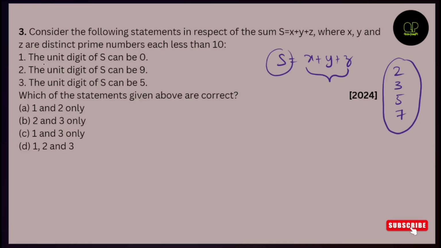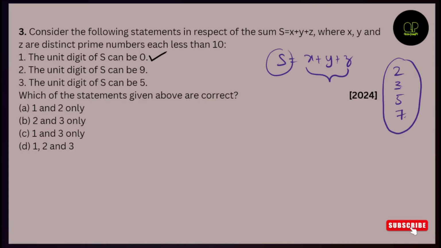So the units digit of this sum can be 0. Just check it out. 7 plus 3 is 10. So 3 plus 2 plus 5 is 10. Yes, the units digit of S can be 0. Definitely true. Now the units digit of S can be 9. Let us add these and check whether you get a sum of 9. To get a sum of 9, 7 plus 2 will give you 9, but these are only 2 numbers, and there is no other way.